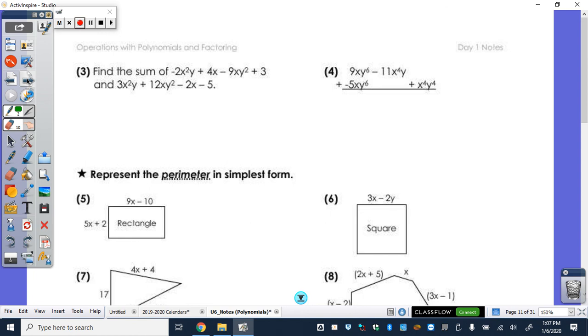All right, 3 and 4, these are just two other ways that they could ask you to do the same thing that we were just doing. Find the sum of this polynomial with 4 terms and this other polynomial with 4 terms. Looks kind of messy. So this one, I like to line up my like terms. I find it to be easier on these kinds of problems personally. So there's my first polynomial, negative 2x squared y plus 4x minus 9xy squared plus 3.